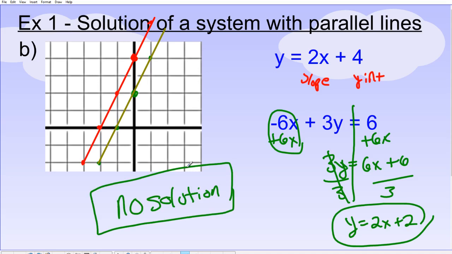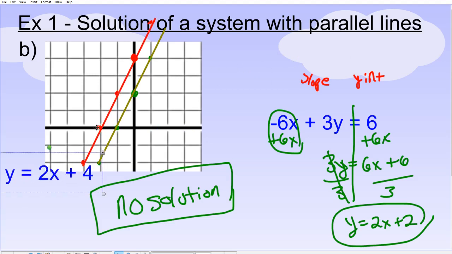Now, each individual equation has its own solutions. So, for example, the red line is this one here. That point is a solution to this equation. That point is a solution to this equation. That would work here. That one would work here. All the points on the green line work on this other equation. But there's not one point that works on them both.